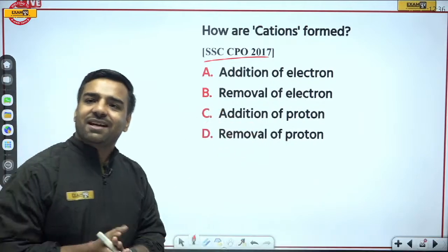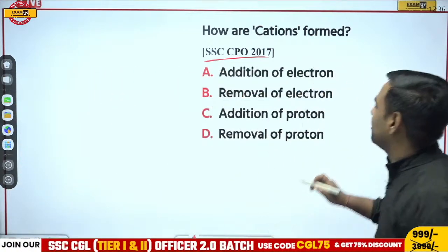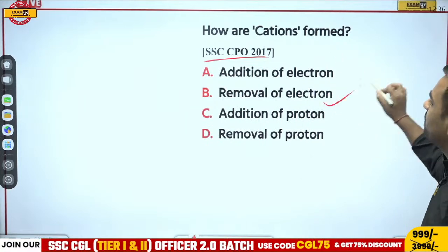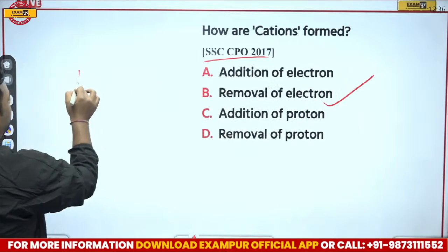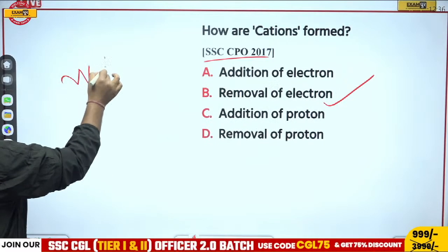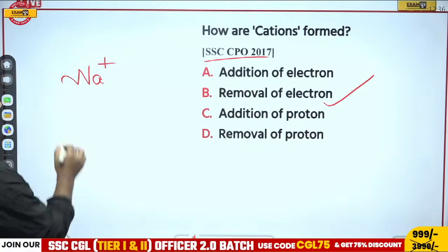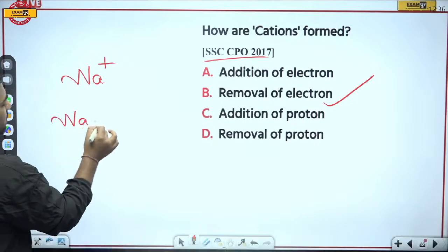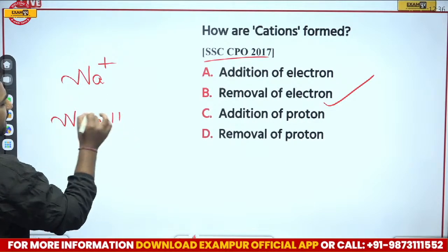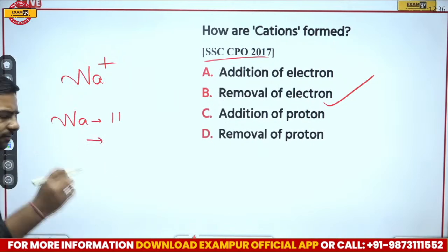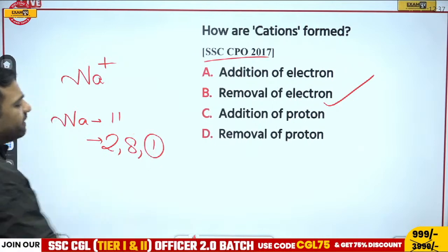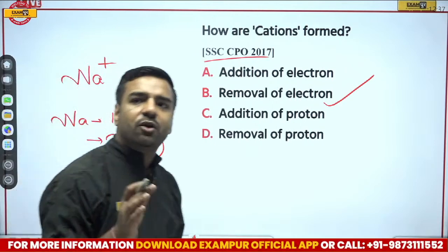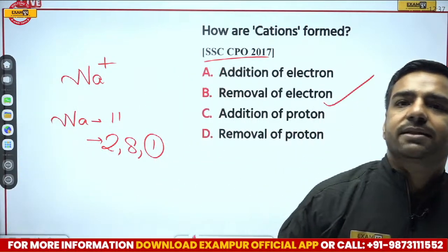Okay, so everyone is going with B, and that's totally correct. Cations are formed by removal of electrons, where the best example, which we have always discussed, is Na+. Why is it Na+? Because if I talk about the electronic configuration, the atomic number of Na is 11, so I'll write its configuration as 2, 8, 1.